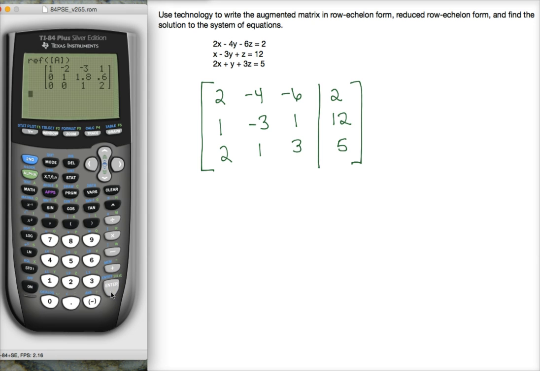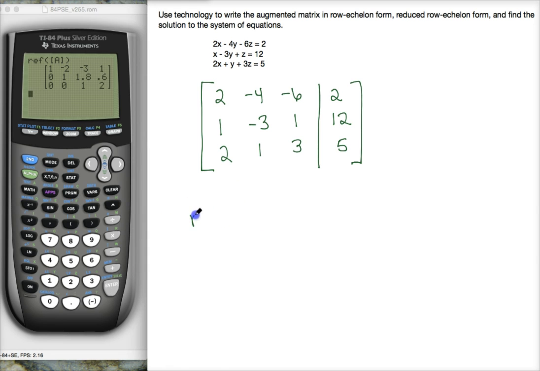So this is saying it's going to take matrix A and put it in row echelon form. So you can see here our matrix has 1s on the diagonal with 0s below each of those 1s. So let's write that down. So REF of 1, -2, -3, and 1. 0, 1, 1.8, 0.6, 0, 0, 1, and 2.